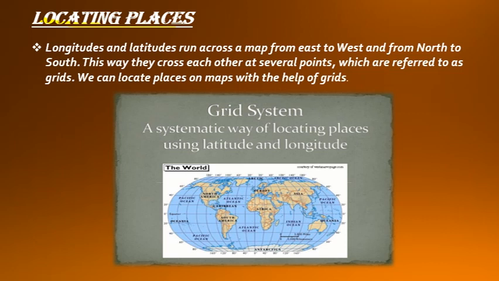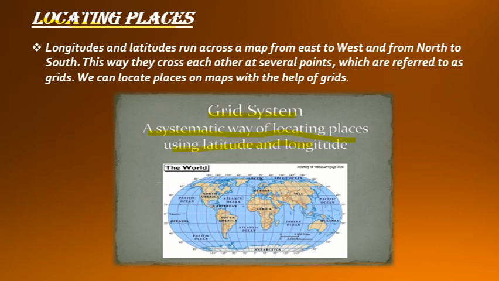Locating places. Longitude and latitude run across a map from east to west and from north to south. This way they cross each other at several points which are referred to as grid. We can locate a place on a map with the help of grid. Now see here. A grid system is a systematic way of locating places using longitude and latitude.